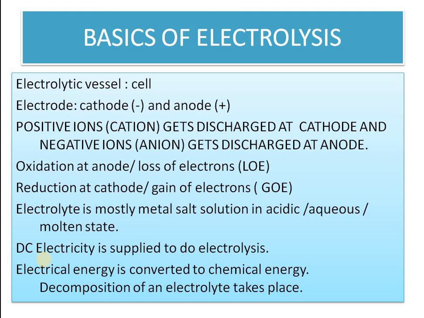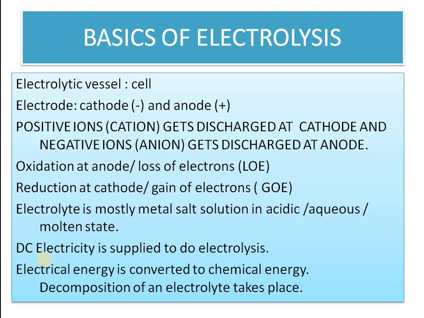Now one more point we have to understand is that at the anode oxidation takes place. And what is oxidation? Oxidation is loss of electrons. Next is reduction. Reduction takes place at the cathode, and reduction is gain of electrons. It means positive ions move towards the cathode and undergo reduction, which is gain of electrons. Similarly, negative ions, that is anions, move towards the anode and undergo oxidation, which is loss of electrons.